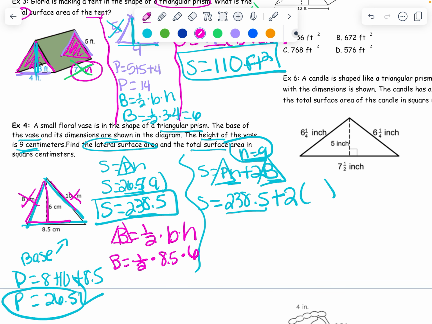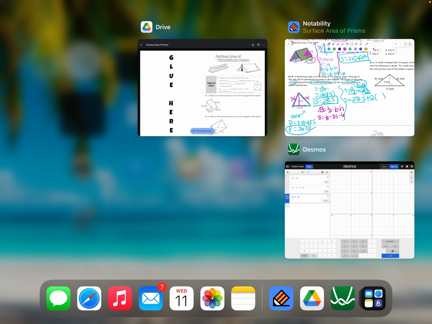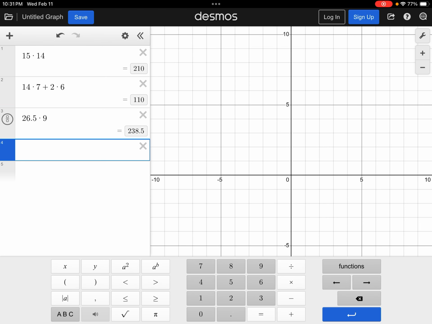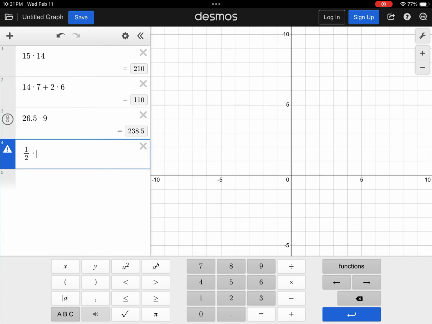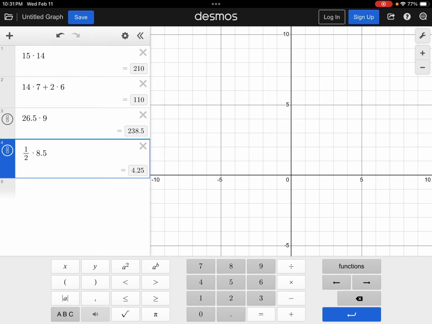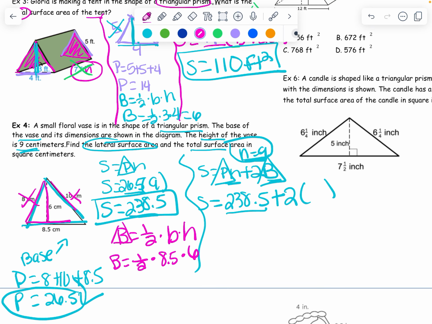Okay, so all I'm going to do is put that in Desmos. 1/2, so 1 divided by 2, times, let's see what it was, 8.5 times 6. So the area is going to be 25.5. And then now I can plug it into my formula, 25.5.